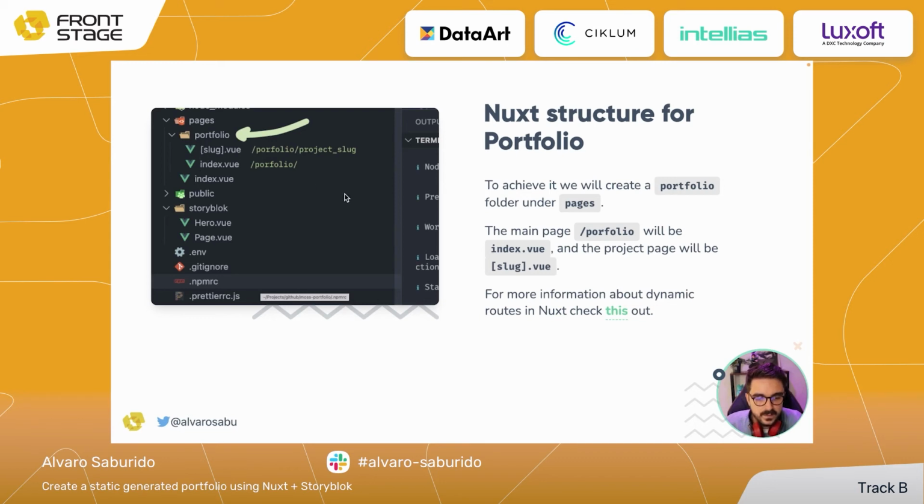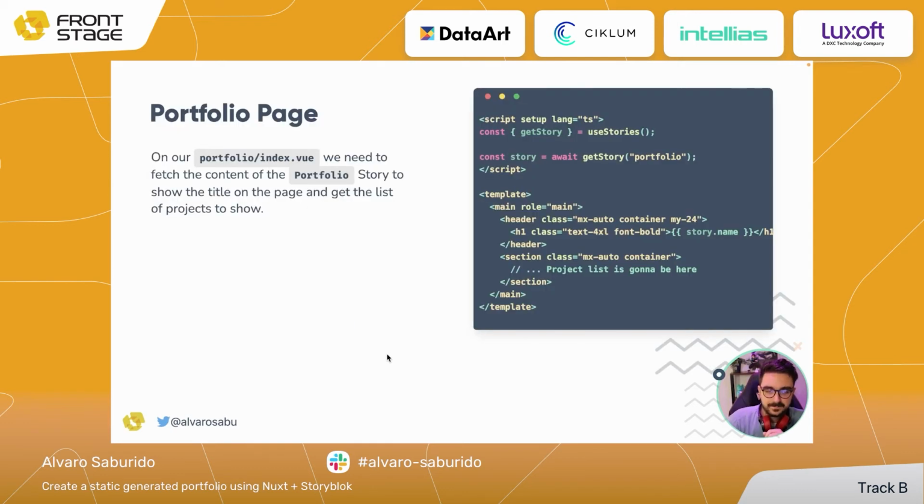Here in the slug, dynamic routes allow you to create a parameter. So if you name this file .vue with square brackets and slug, Nuxt is going to know that you are going to pass the slug as a parameter and be able to use it inside. It's a lot of magic, okay? Here we have the portfolio page. So this is what we're going to put inside of the index, or portfolio index.